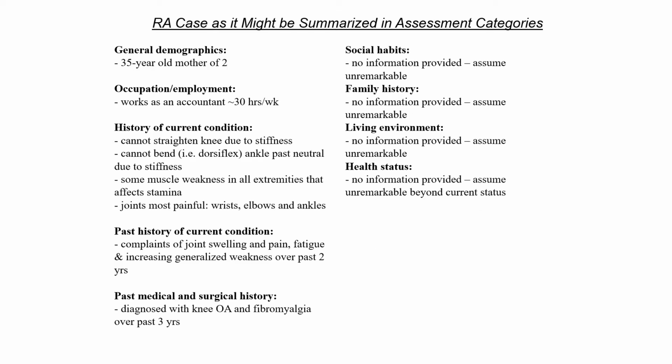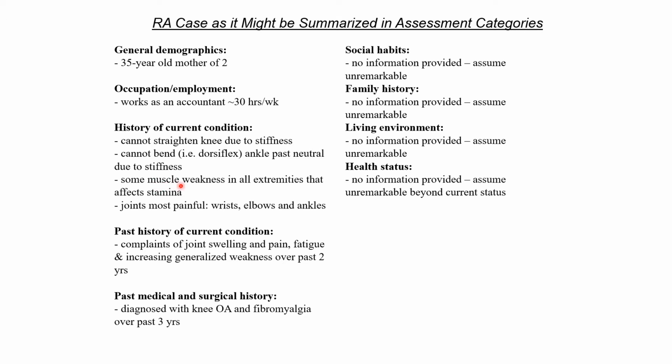So if we were to take our case and summarize it in different assessment categories, it helps us to make a little bit more sense of the presented information. If we were to look at some things that may hold importance in the suspicion of rheumatoid arthritis, for example, there's some discussion related to the limitation of ability to try and straighten the knee due to some stiffness. That may highlight the presentation of some swelling that could be present, and that may be found in the knee, or the ability to dorsiflex or lift the ankle, also limited due to stiffness.